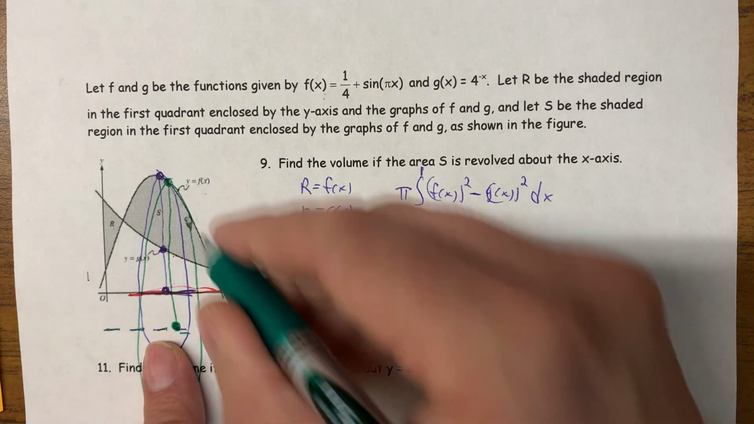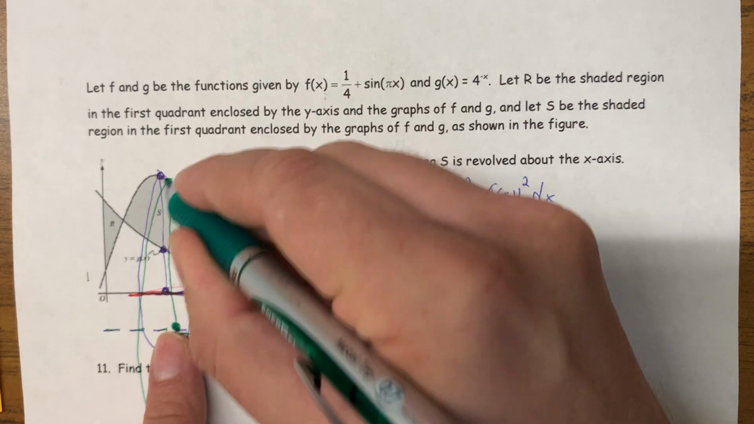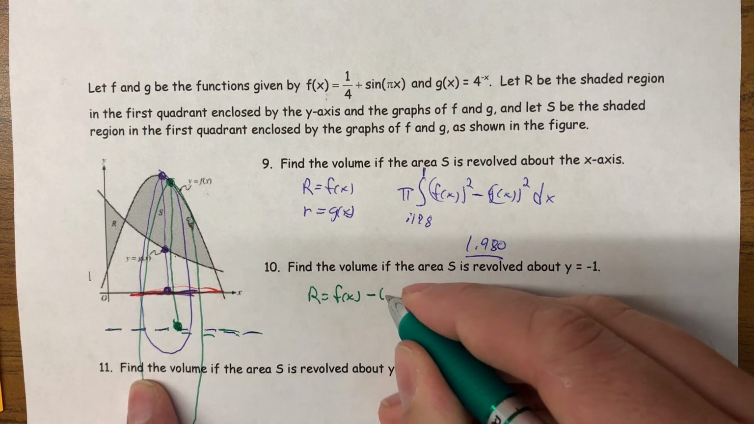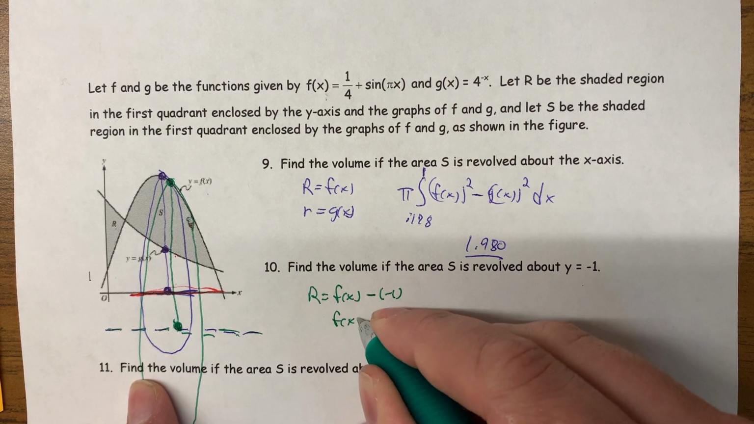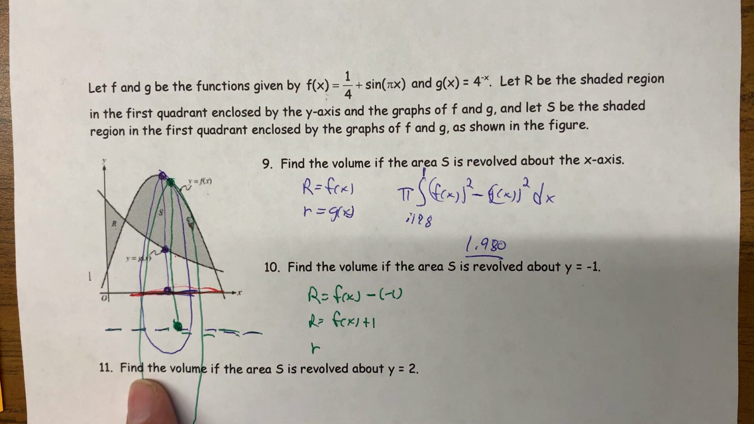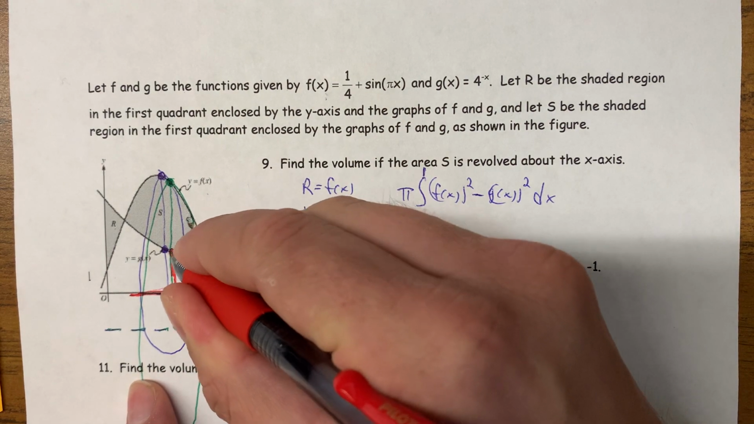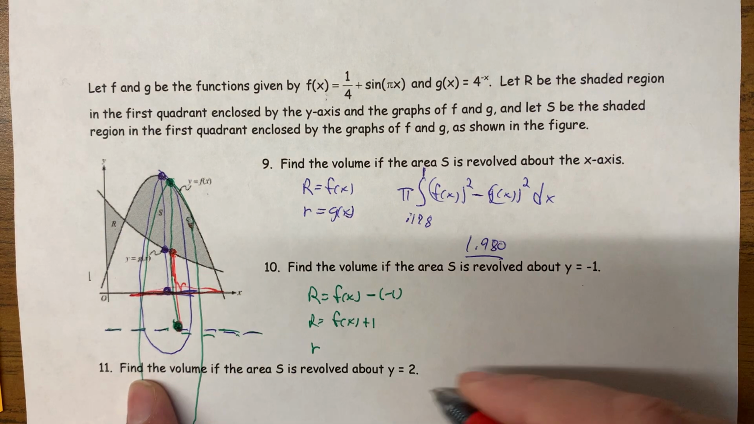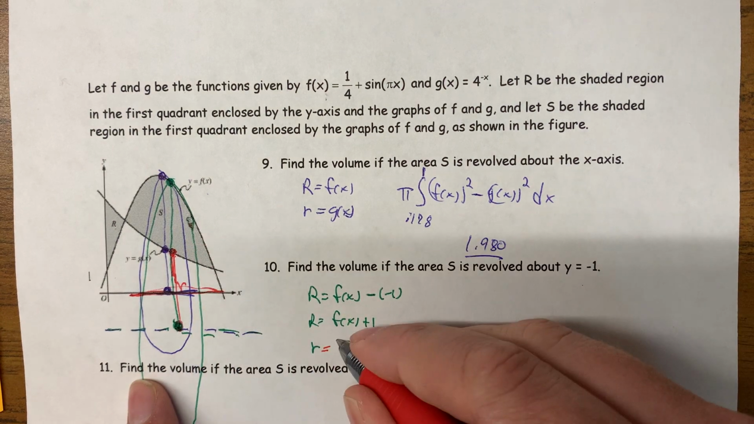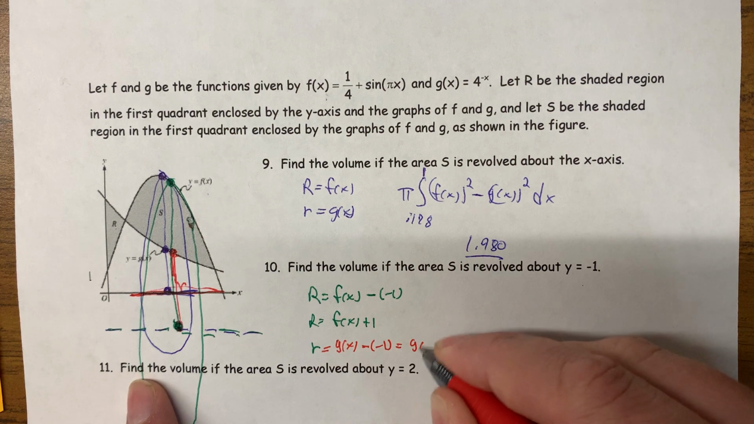So in this case, the big radius is always the top y minus the bottom y. So f of x, the top y, minus the bottom y, which is -1, simplifies to f of x plus 1. So the big radius is f of x plus 1. And the little radius is from the axis of rotation until the edge of the blank where it first starts being filled in. So this is the little radius, top y minus bottom y. So g of x is the top y of the little radius minus -1, which is g of x plus 1.